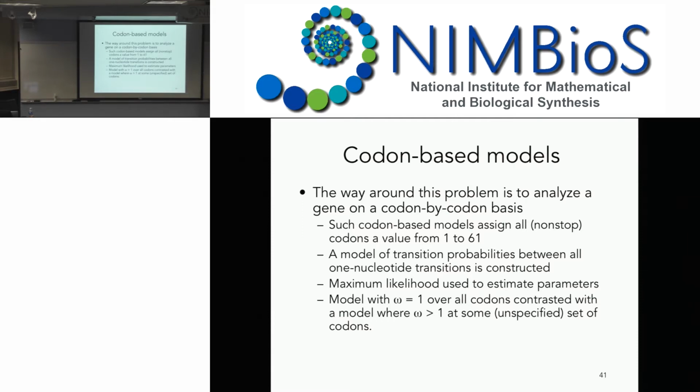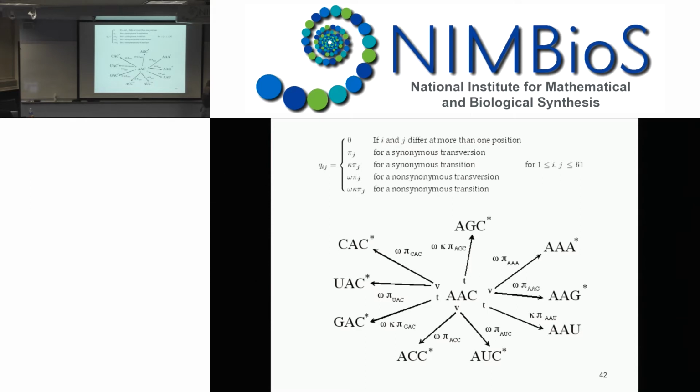One way are these codon models. So basically, you assign all non-stop codons. There's 64 codons, 3 are stop. So you assign them 1 to 61, rank them. Then you have a matrix that says transitioning from one codon to another, you assume a single mutation. And what you basically do then is a model where the transition probabilities between all 1-nucleotide transitions are constructed. You then put in a parameter that asks, does the model assume omega 1 or omega bigger than 1?